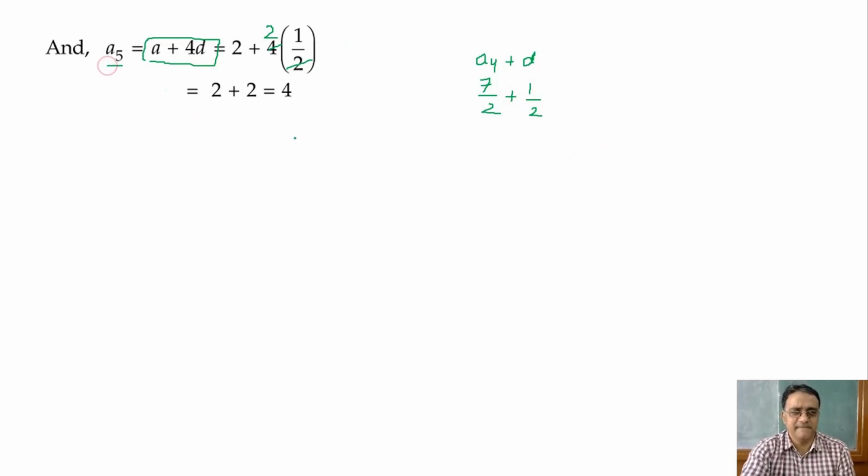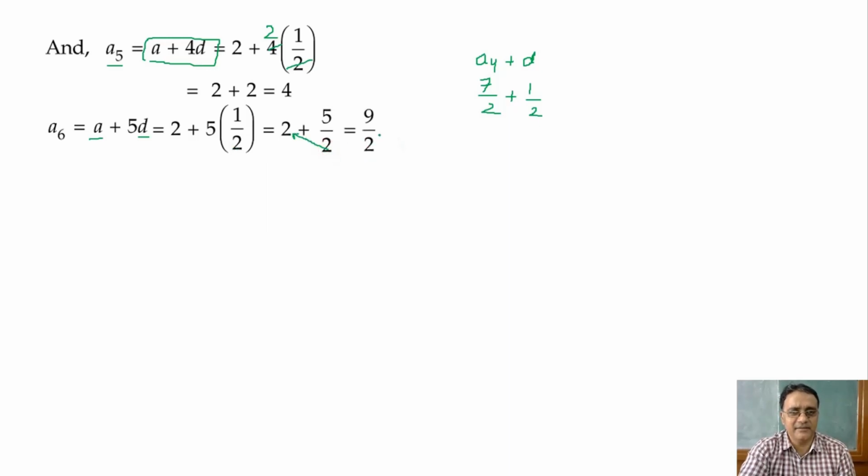Now A6. A6 is, you can write A5 plus D or A plus 5D. Substitute the value of A, that is 2, and D, 1 by 2. So 2 plus 5 by 2, what are you getting? 9 by 2. If you take LCM, you will get 9 by 2. Right. Okay. अगर 4 में हम लोग half add करते तो भी 9 by 2 मिलेगा, that is if you are using A5 plus D.